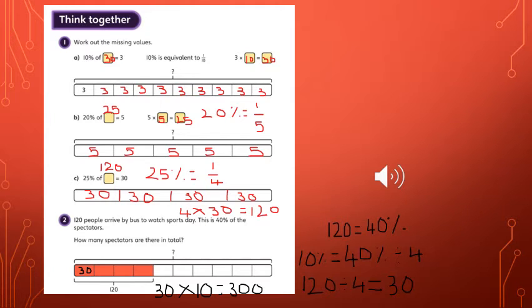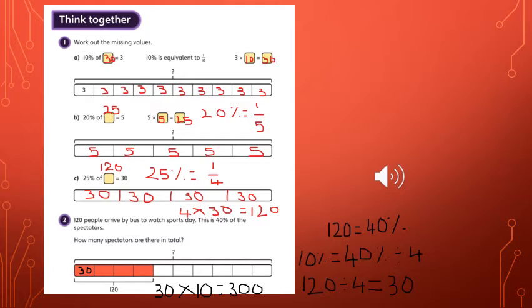I can see that my bar model here is split into 10, so I need to find out what 10% is to be able to find the whole. To find 10%, I'm going to divide 40% by 4, because I know 40 divided by 4 is 10. So I can find out what 10% is by dividing 120 by 4, which is 30.